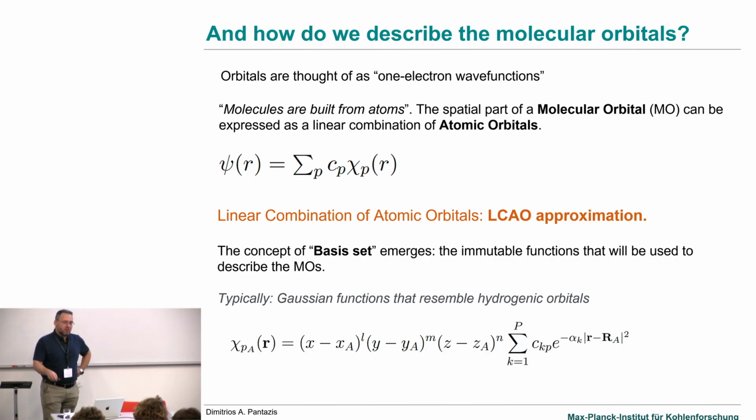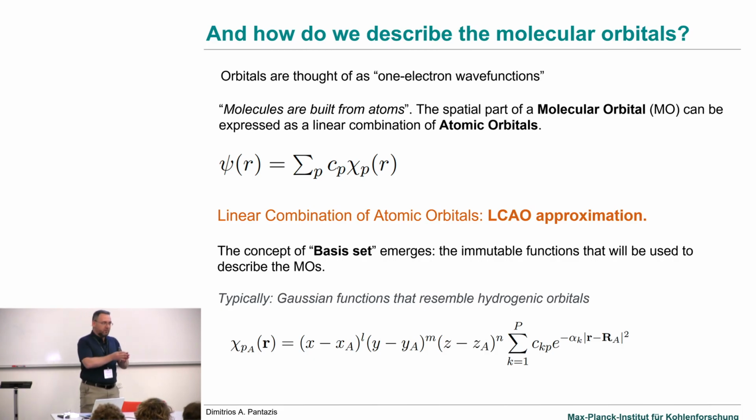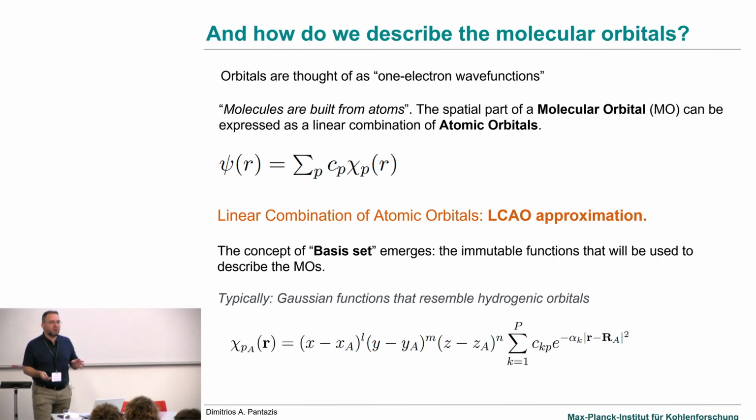And now the atomic orbitals are actually, in this context, the basis set that we're going to use in the calculation. The atomic orbitals are the basis set, and these are the components that will be used to express the molecular orbitals. And these are typically Gaussian functions that resemble hydrogenic orbitals.